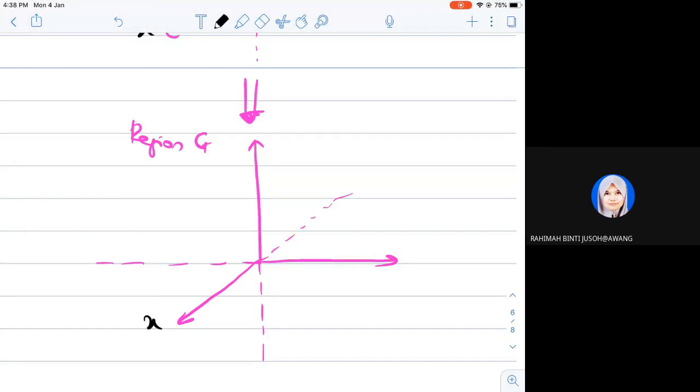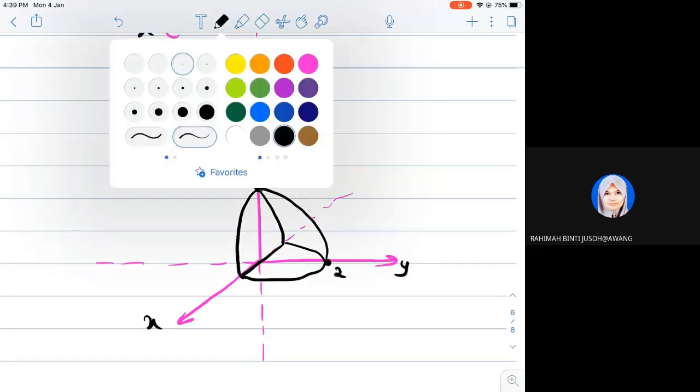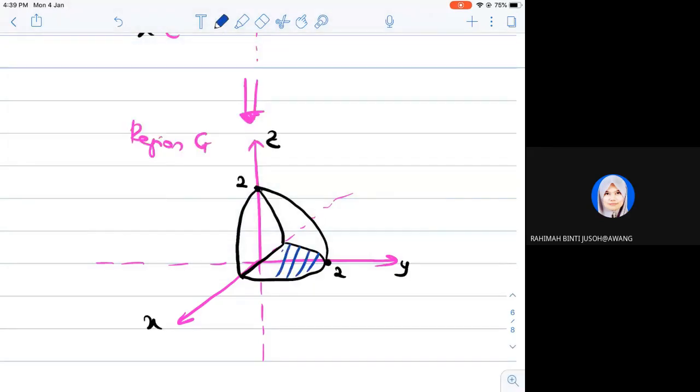Okay, X, Y, and Z. Okay, starting from the front to the back, we have this, we have this, and then we have this. Sampai sini sajalah. Alright, this is rho equals 2, rho equals 2. So, we have a quarter of a sphere. This is your region R.